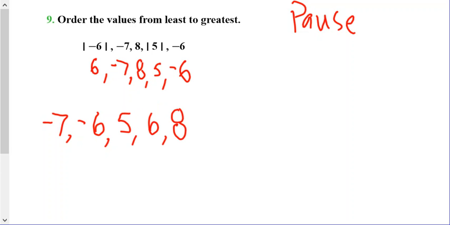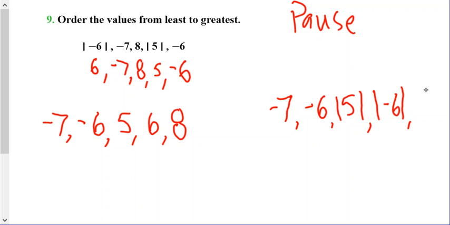Okay, so now we've put them in order from least to greatest, and then we need to put them back into the absolute value symbols. Okay, so negative 6 stays the same, or sorry, negative 7. And then we got negative 6 stays the same. Okay, then we got the absolute value of 5. The absolute value of negative 6. And we got 8. Okay, so hopefully you got the same answers that I got there.